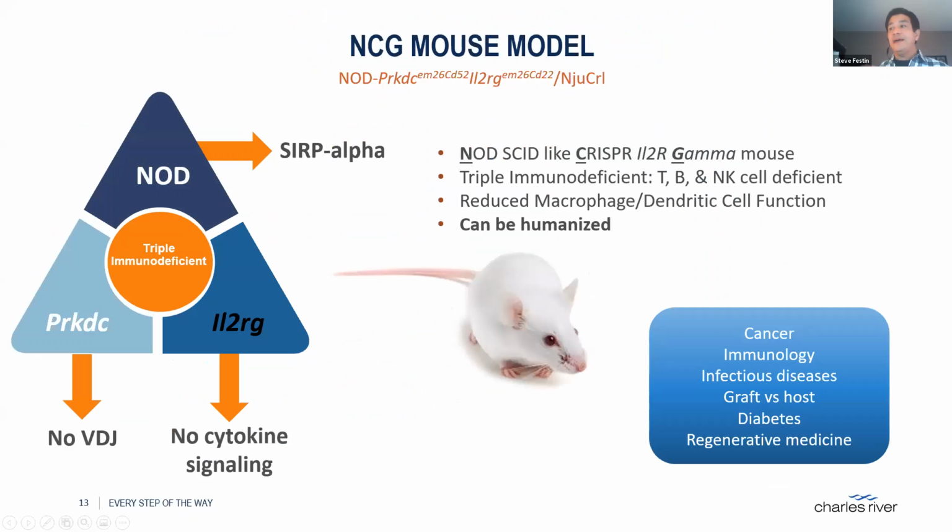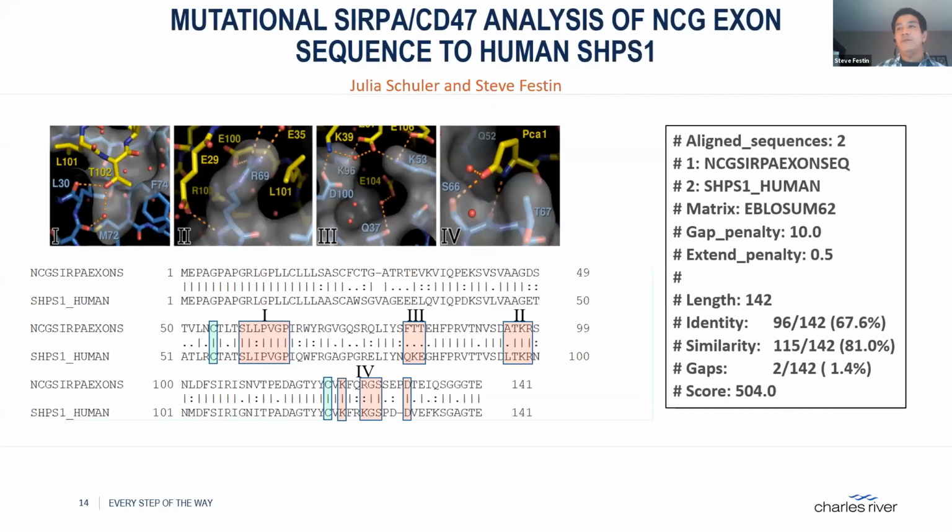Diabetes on the NOD or obese phenotype, and as well regenerative medicine and the ability to transfer some human tissues. So focusing on the three components, part of what we did and reported at AACR last year, we did exon sequencing of the SIRP-alpha gene within the NCG itself.